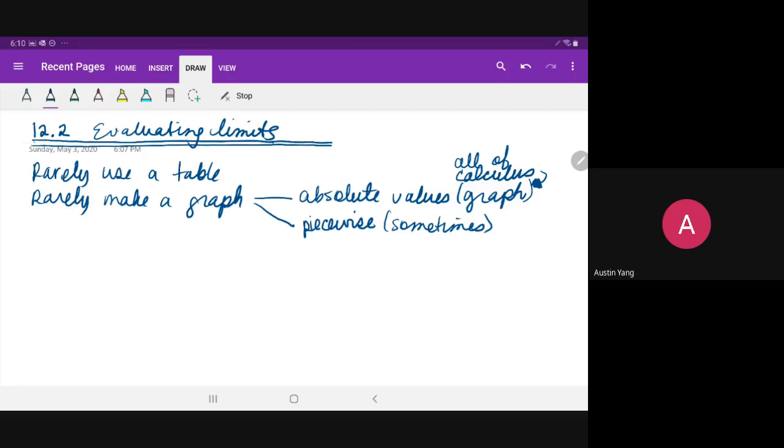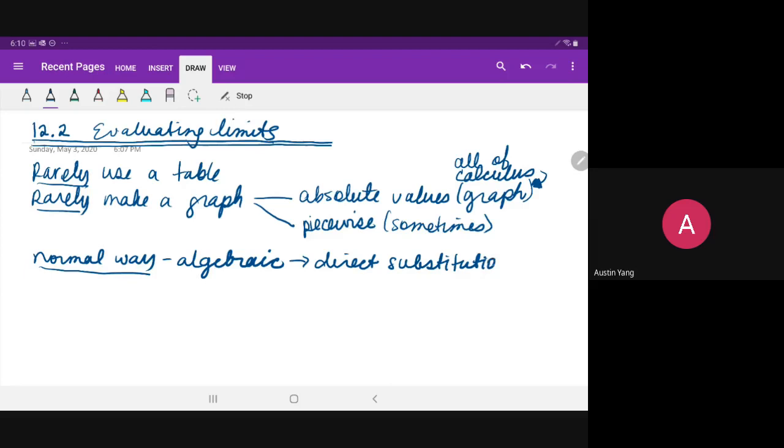Okay. So the normal way is it's called algebraic. The method's called algebraic. And it's basically direct substitution. Let me erase that. Write that better. Okay, so direct substitution. And there's two situations. One is you get just a normal number. Or you get 0 over non-zero. And 0 over non-zero is 0.